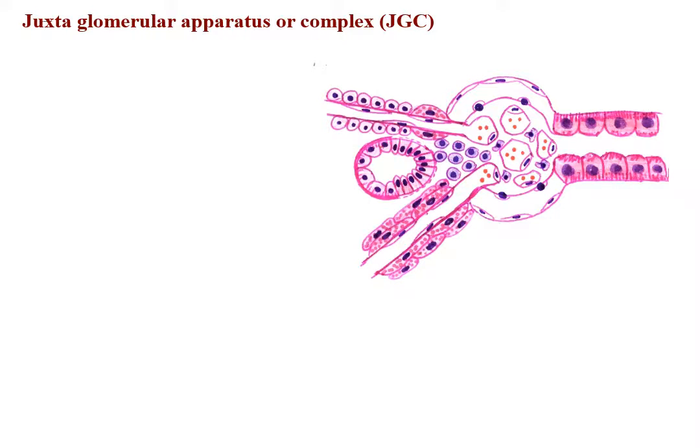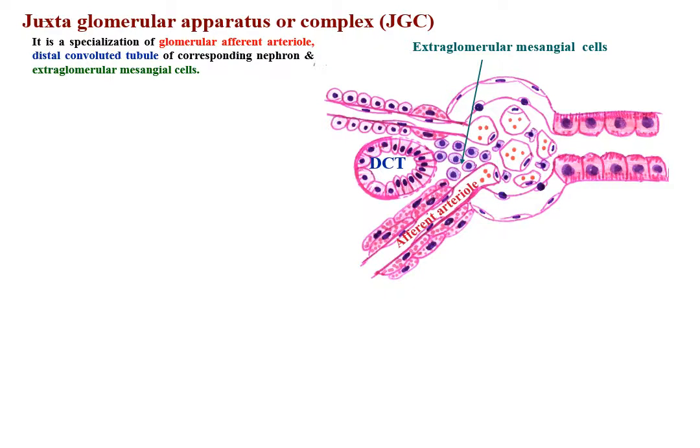Juxtaglomerular apparatus or juxtaglomerular complex is a specialization of the glomerular afferent arteriole, then distal convoluted tubule of the corresponding nephron, and extraglomerular mesangial cells. It is involved in the regulation of systemic blood pressure via the renin-angiotensin-aldosterone mechanism.